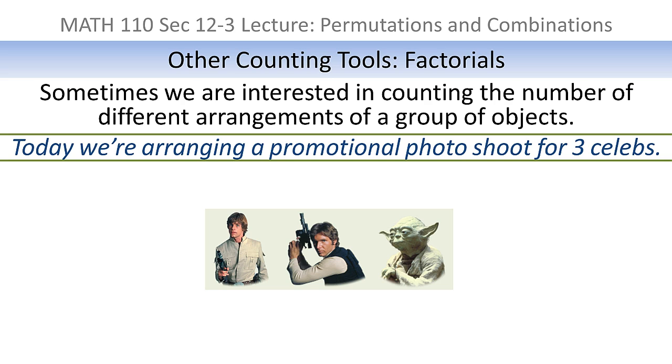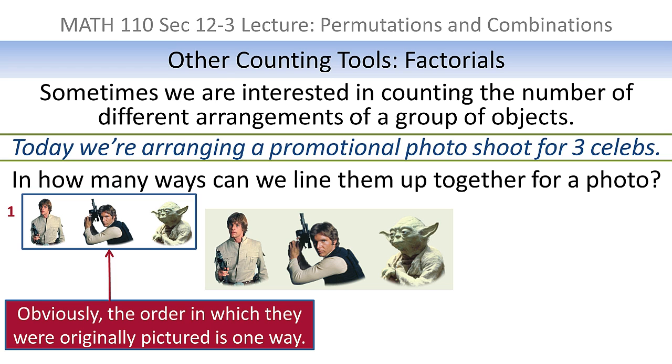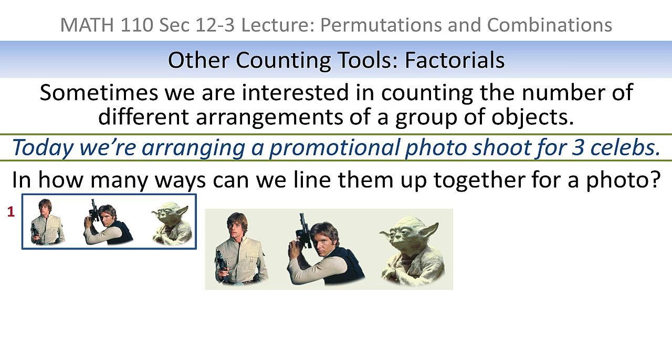We've got Luke, Han, and Yoda. And I want to know in how many ways can we line them up together for a photo. Obviously, the order that I have pictured them in the beginning is one possibility. I could put Luke first, then Han, and then Yoda. That's not the only way I could choose to do it.